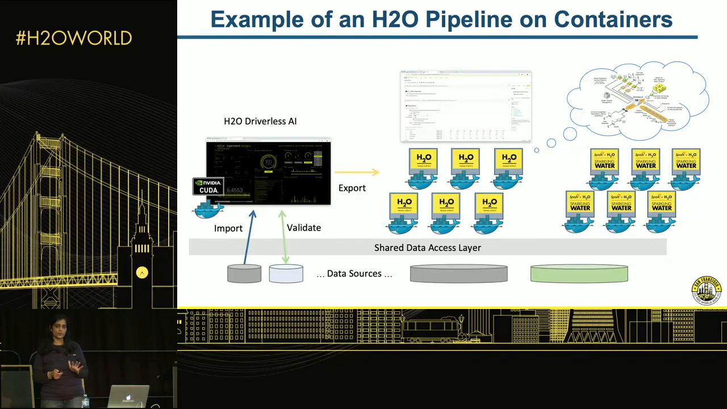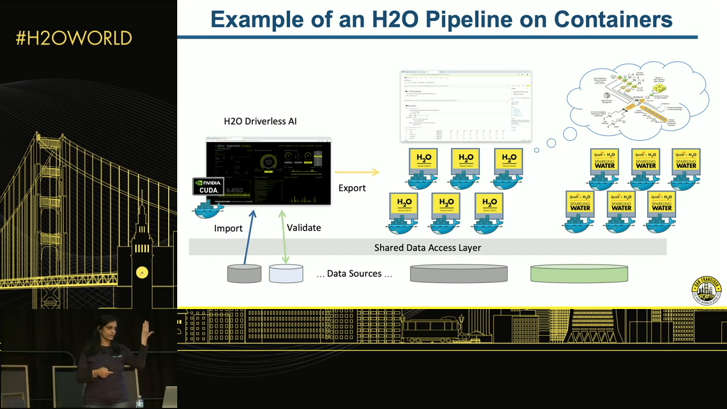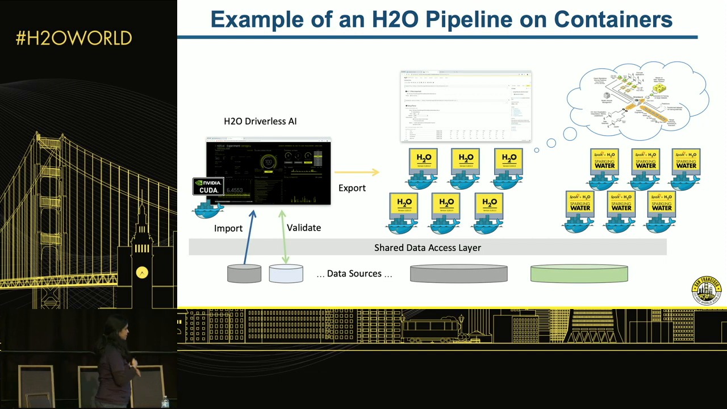So if you look at a deployment pattern, right, some of your containers may have to be beefy containers, say for example, Driverless AI. You may have one large container where you do your data visualization, you do your feature selection, and then you build your model, POJO, MOJO, whatever you do.